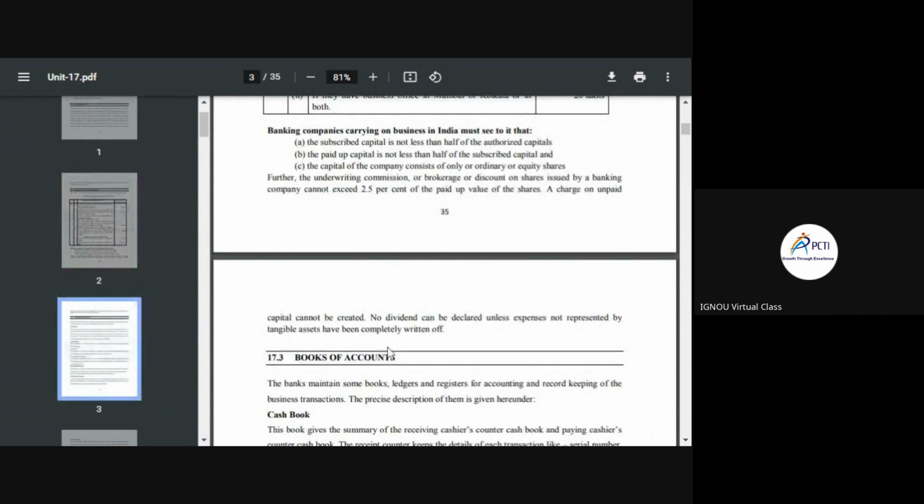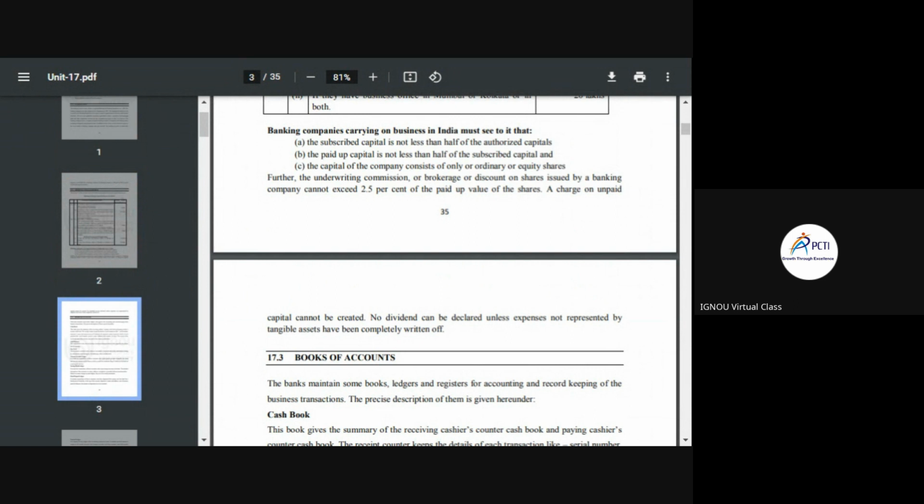So, banking companies carrying on business in India must see to it that the subscribed capital is not less than half of the authorized capital, the paid up capital is not less than half of the subscribed capital, and the capital of the company consists of only ordinary or equity shares.